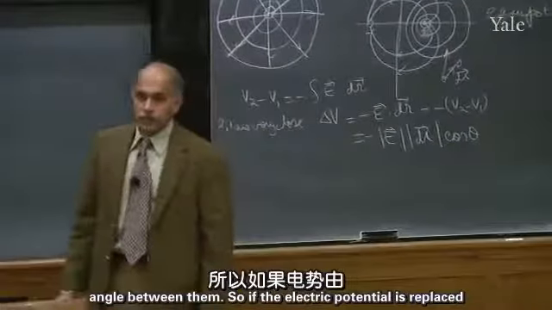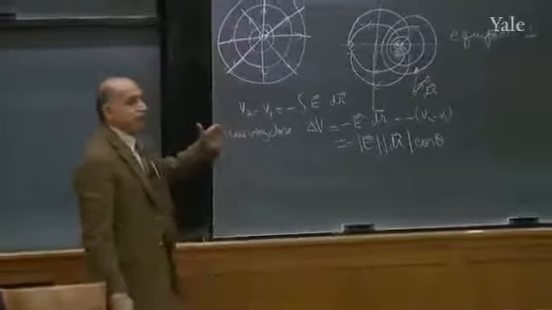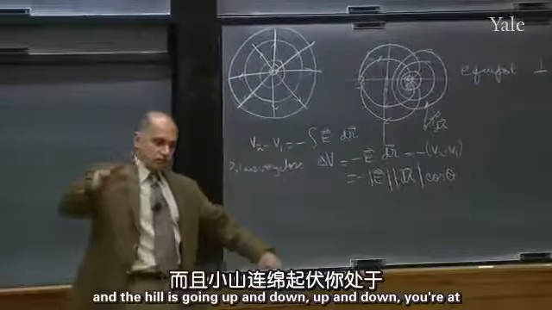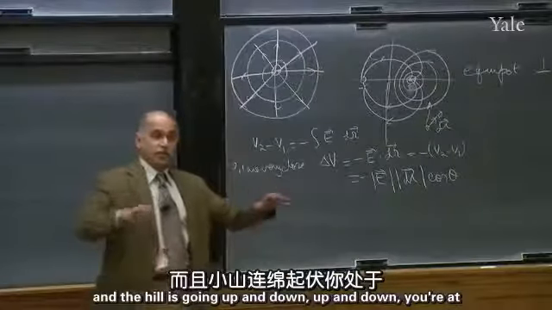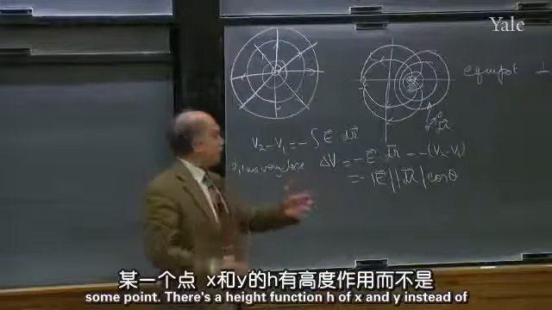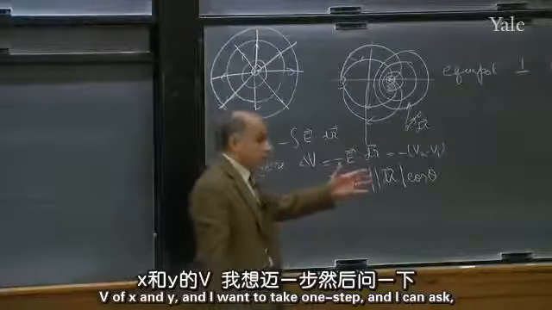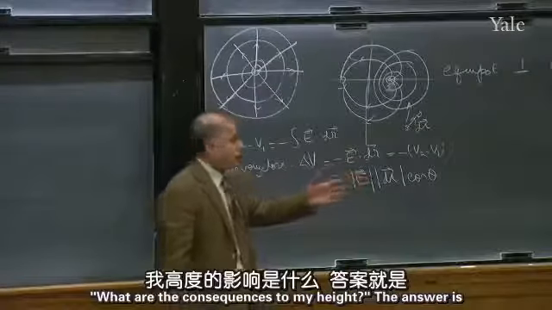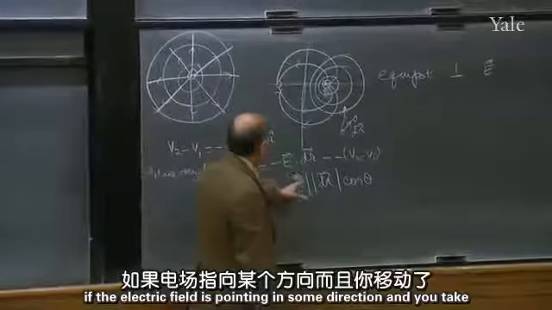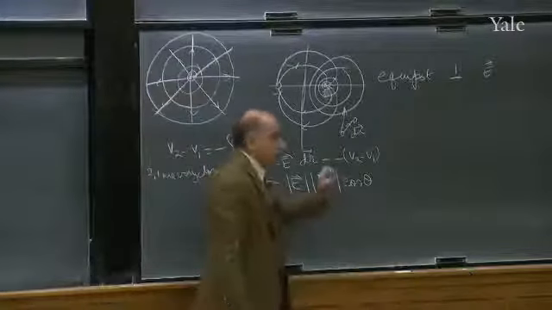So if the electric potential is replaced by height in 2 dimensions, you know, the top of a sleeping giant and the hill is going up and down, you're at some point. There's a height function h of x and y instead of V of x and y, and I want to take one step, and I can ask, what are the consequences to my height? The answer is, if the electric field is pointing in some direction, and you take a step dr in a generally different direction, this is the change you get.